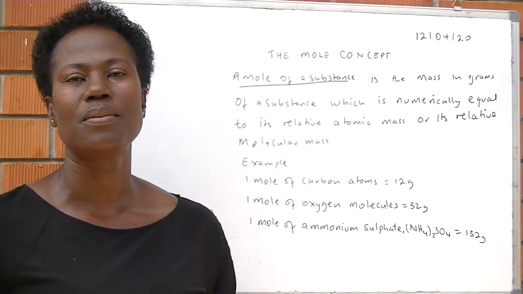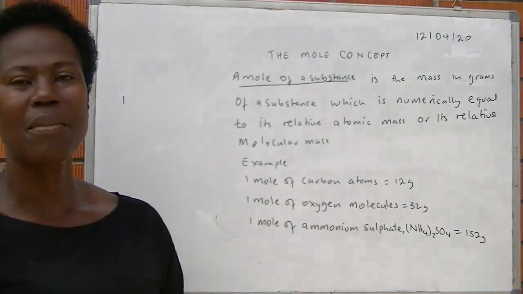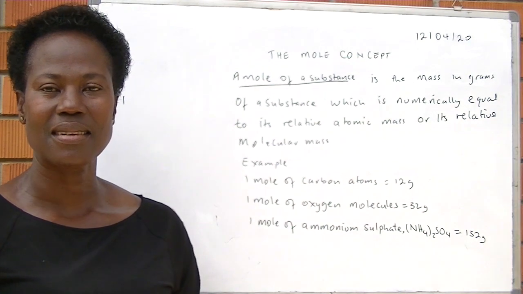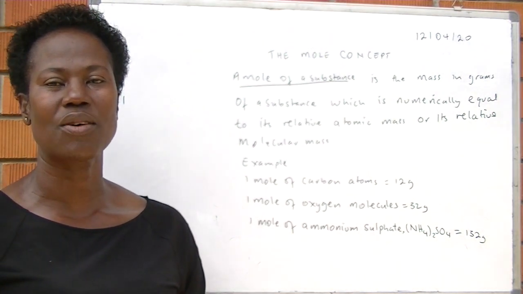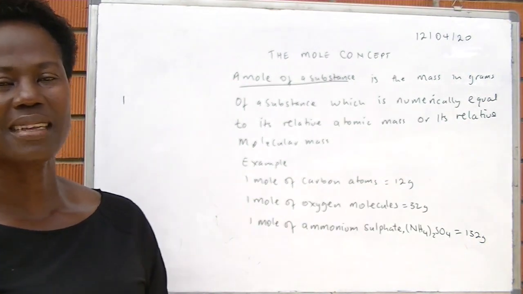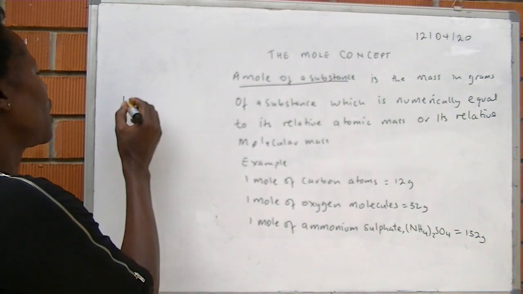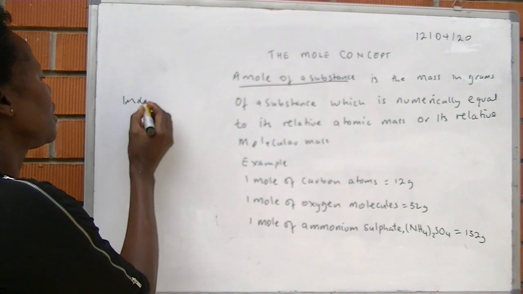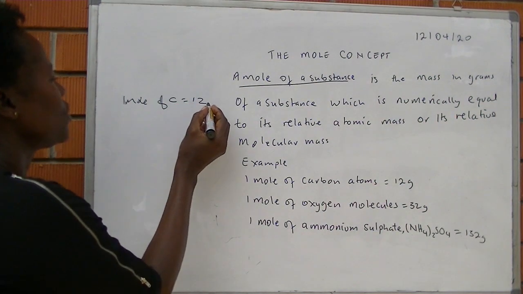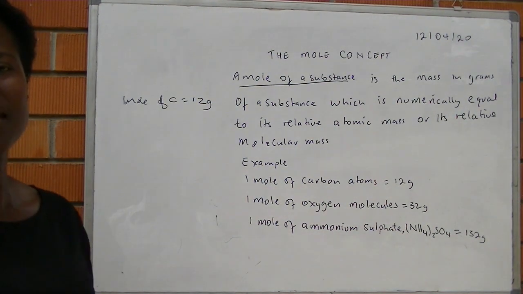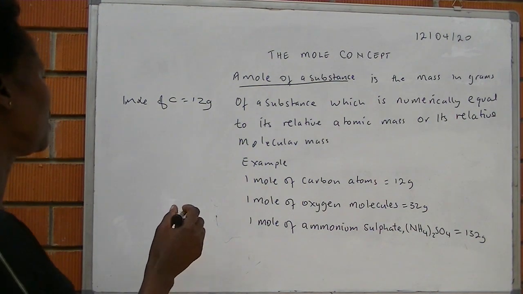What is a mole? A mole is the mass in grams of any substance which is numerically equal to the relative atomic mass of that substance. What does that mean? One mole of carbon is equal to 12 grams. 12 is the atomic mass of carbon.